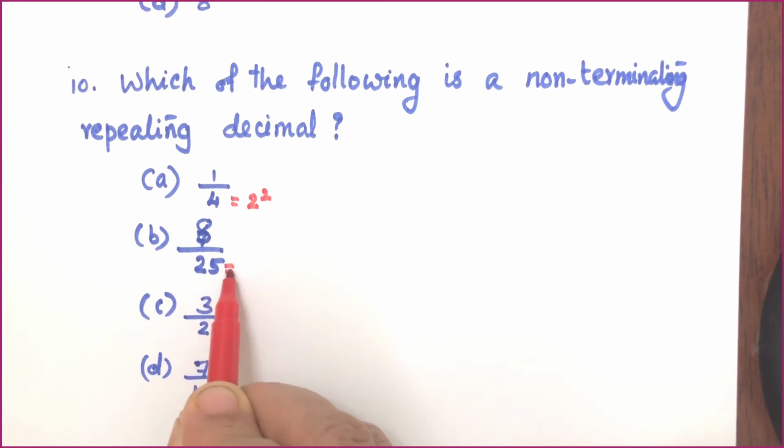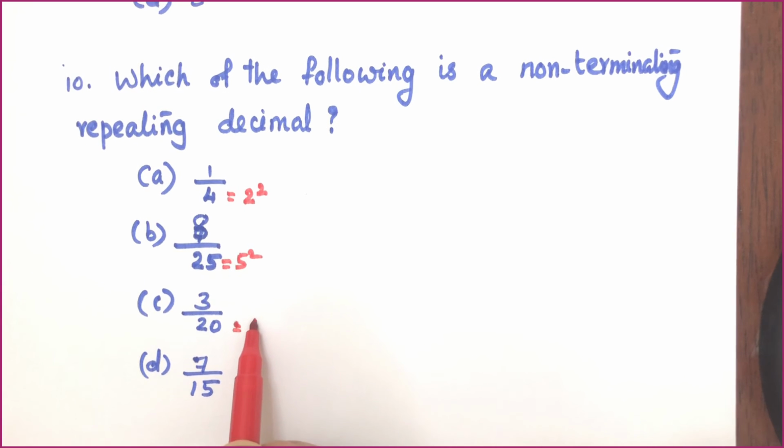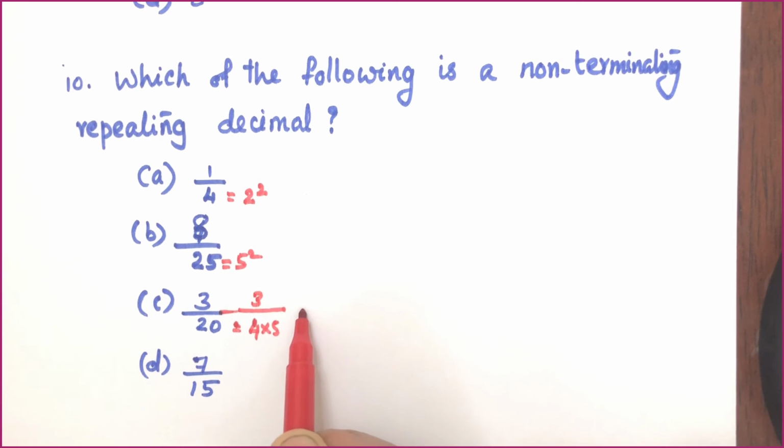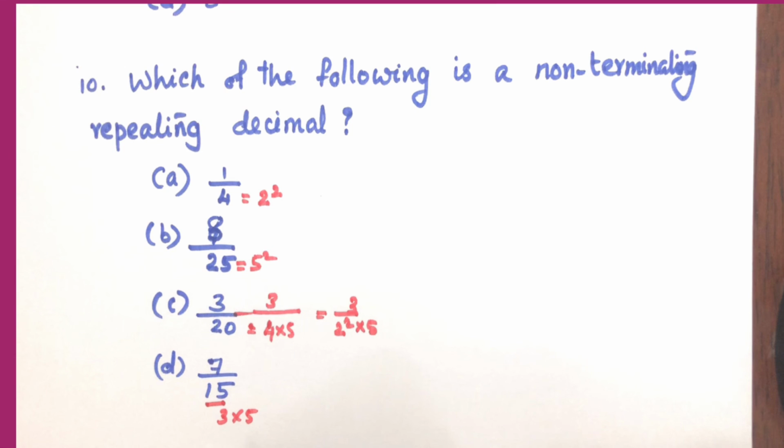Second denominator is 25, which we can write as 5 square. So only prime factor is 5. That means that also a terminating decimal. Next denominator is 20. We can split as 4 times 5 and the numerator is 3. Whatever the numerator, there is no problem. We can write 4 as 2 square. So next step we get 3 divided by 2 square times 5. 2 and 5 are the prime factors, that means terminating. Last denominator is 15, which is equal to 3 times 5. See the prime factors 3 and 5. Here the denominator contains not only 2 or 5 or 2 and 5, there is another prime number. So this is a non-terminating repeating decimal.